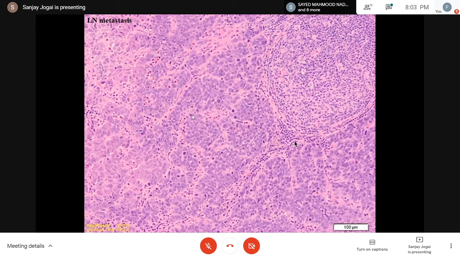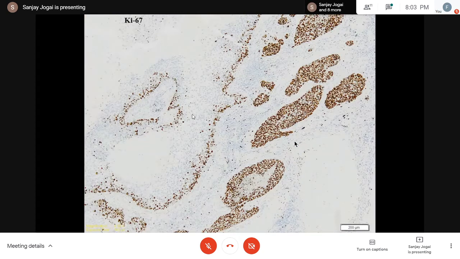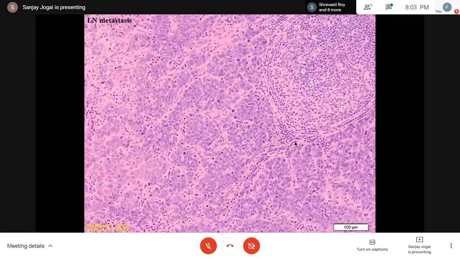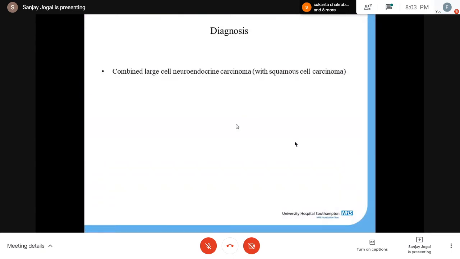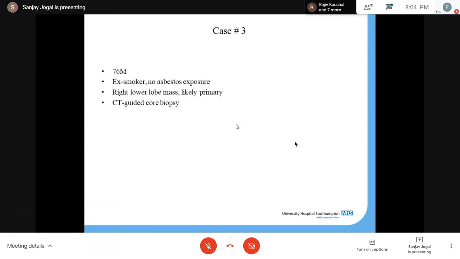Okay, so I'll go back to the previous slide. So this is Ki-67 where I left. In the squamoid area, the Ki-67 is quite low, whereas in the neuroendocrine area the Ki-67 is very high. Now, interestingly, the lymph node metastasis that I was talking about, you can see a very neuroendocrine appearance to the tumor cells. So this is again another example of combined large cell neuroendocrine carcinoma with squamous cell carcinoma. When people have a neuroendocrine component in their tumor, these patients behave worse than the common squamous cell carcinoma.